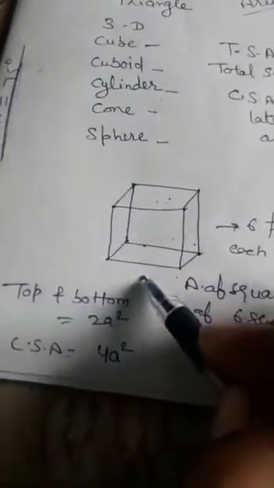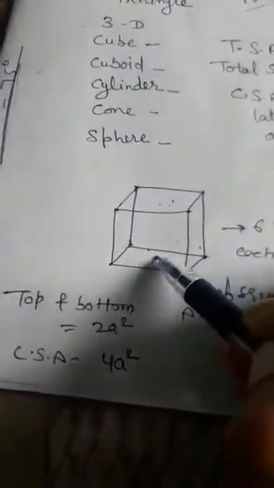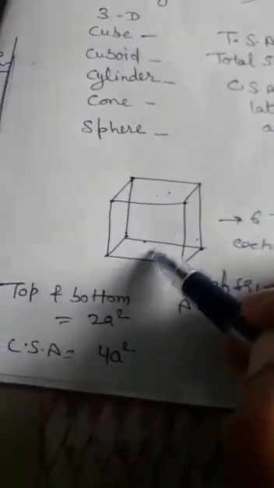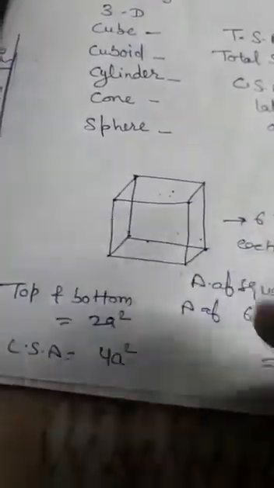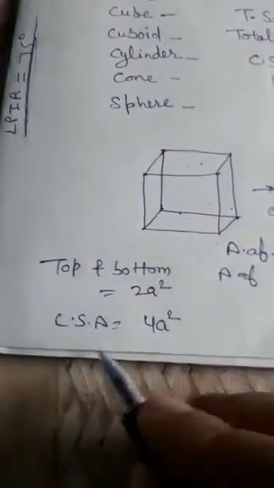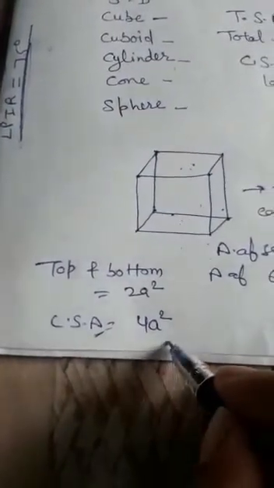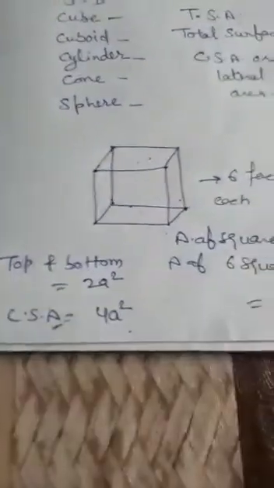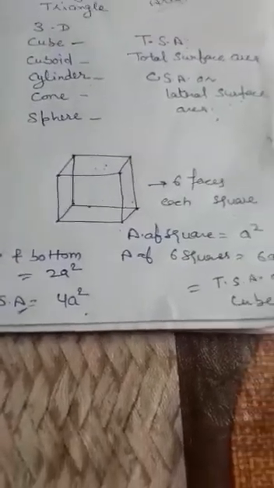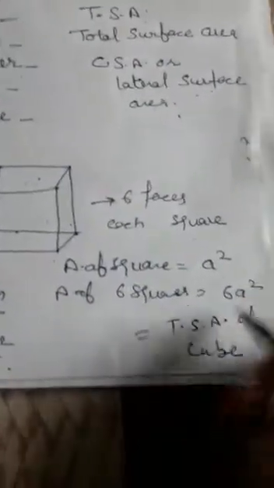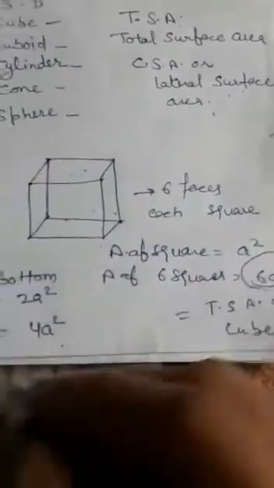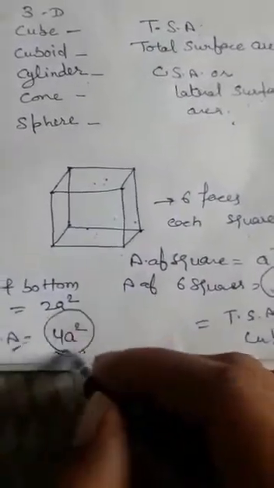Now if you have to find the curved surface area, in curved surface area we will not include top and bottom. So top and bottom total area is 2a square and we will subtract it from total surface area. So curved surface area of cube is 4a square. So these two formulas we have derived: total surface area of cube is 6a square and curved surface area of cube is 4a square.